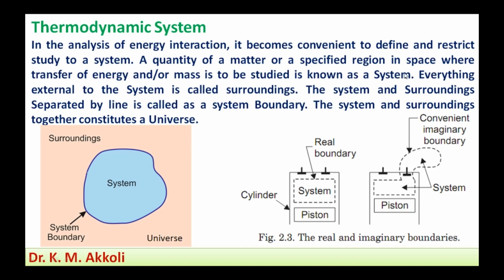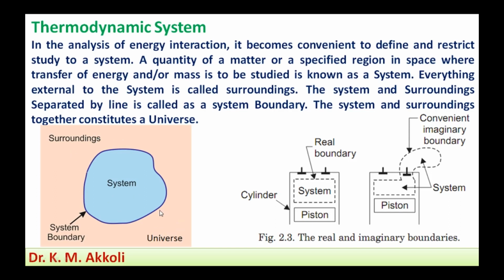Then, everything external to the system is called the surroundings. Here, whatever the quantity of matter or region in space on which the study is carried out is called a system, and everything external to this system is called the surroundings. The system and surroundings are separated by a line called the system boundary. And the system, surroundings and system boundary together constitute a universe.